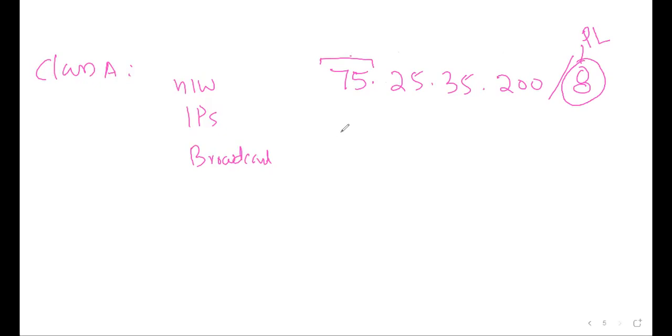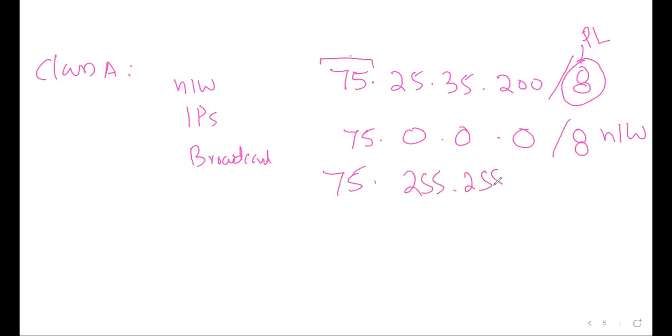If I'm writing 75.0.0.0, where the complete host portion bits of that IP become off, it is called the network address. If I'm writing 75.255.255.255/8, the host portion of the 75 network becomes completely on, which is called the broadcast address.